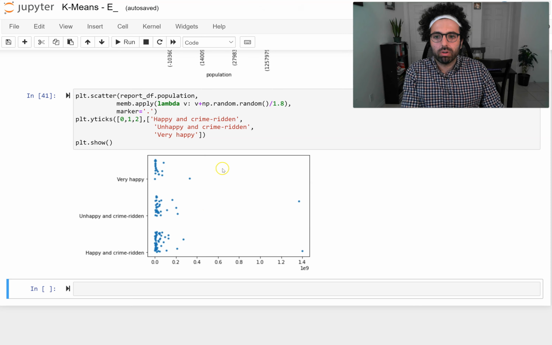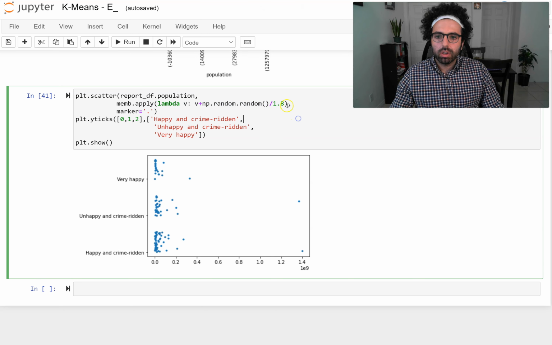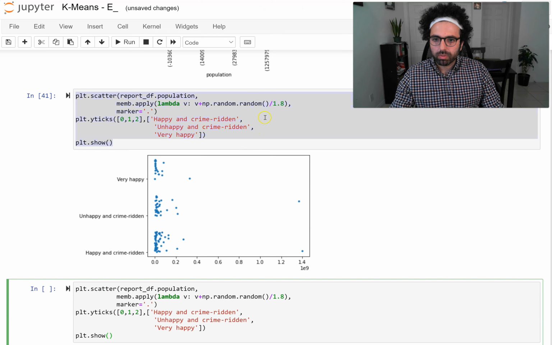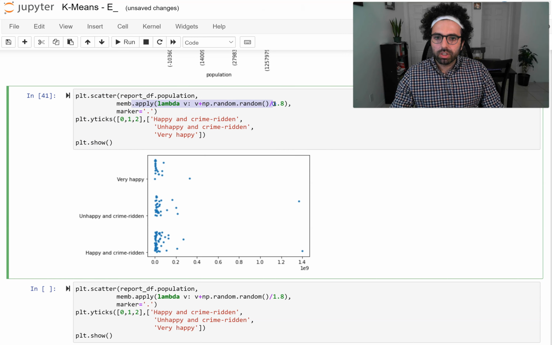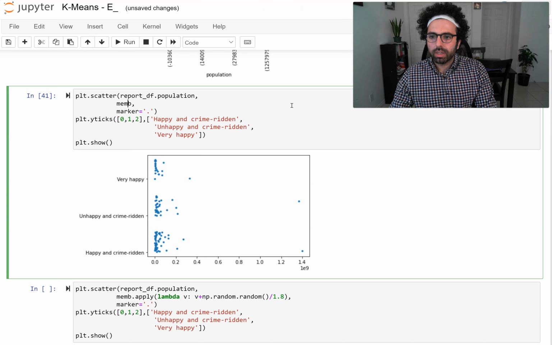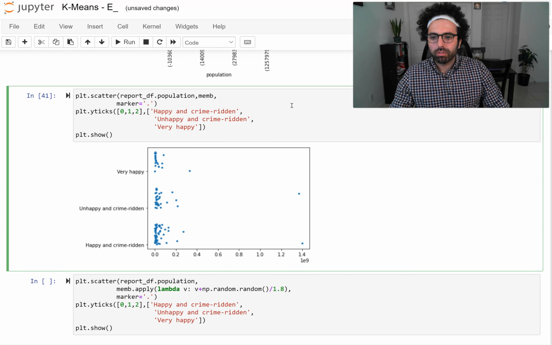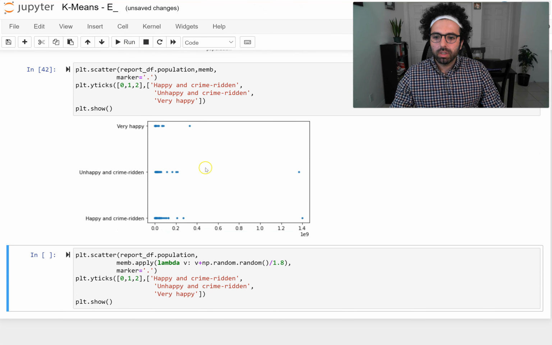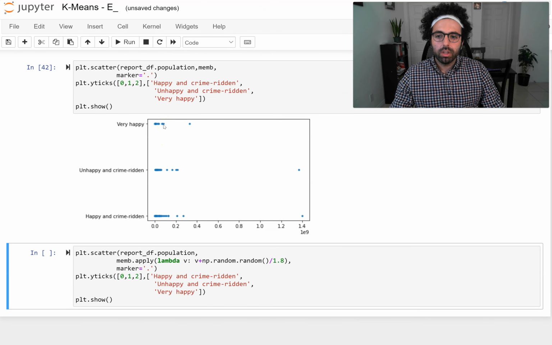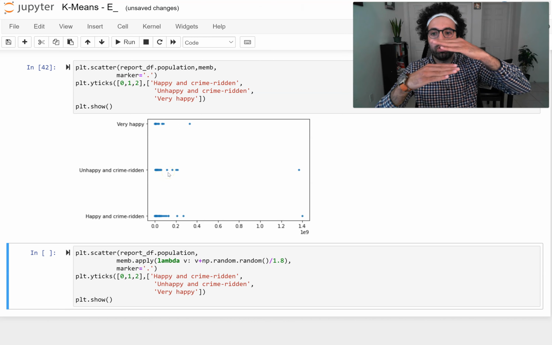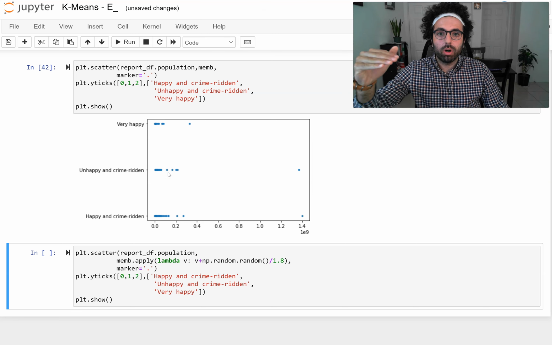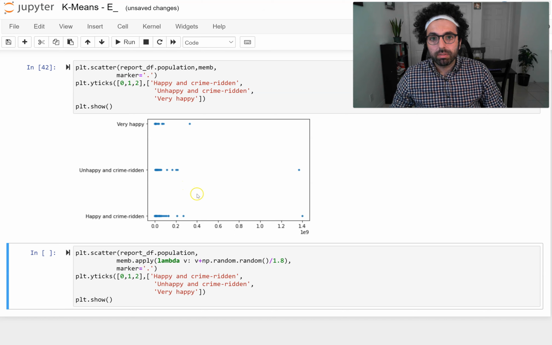So how did I create this visual? All I did was add an element of randomness to the clustering. Let me copy this here so I don't lose it. Let me change this by just doing the scatter plot of the population and these members, and let's run this. Now these are all dots, right? So how many dots are here? I can't see it because they're all on top of each other, because the members are either 0, 1, or 2. So that's why it's not helpful.